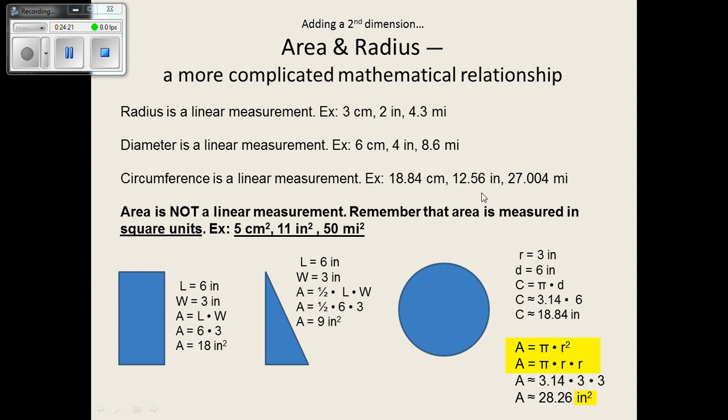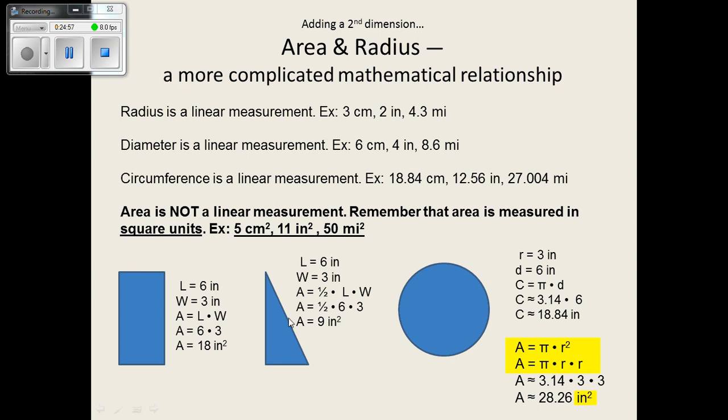Those are all linear. Now, area is not a linear measurement. Remember, area is measured in square units, so 5 square centimeters, 11 square inches, 50 square miles. You guys have learned these area formulas for rectangle. It's length times width. So if you're given a length of 6 and a width of 3, we get 6 times 3. And our result is 18. And because it's inches and inches, we get inches squared. So the area of the rectangle is 18 square inches.